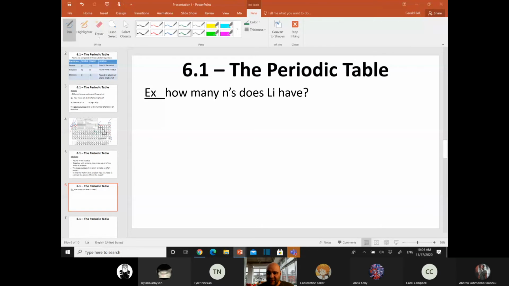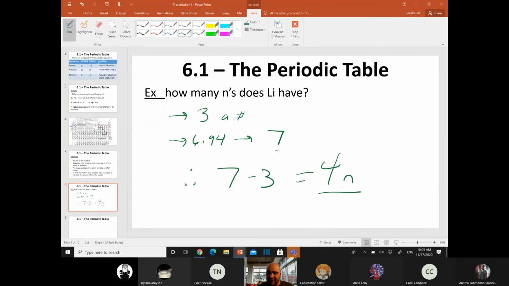So our lithium, we know two things about it. We know it has an atomic number of 3. And it's got a mass number of 6.94 that we're going to round to 7. So this becomes the two numbers that we're going to subtract. So it's always the bigger one minus the smaller one. And that gives us our neutrons. Bigger minus smaller. So now that's all I have to say about neutrons.